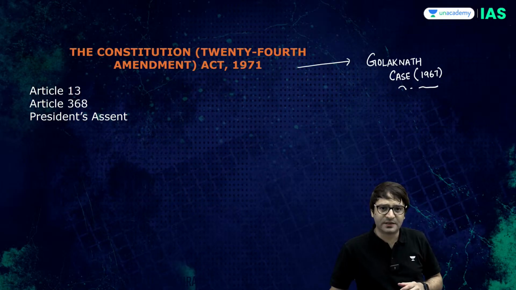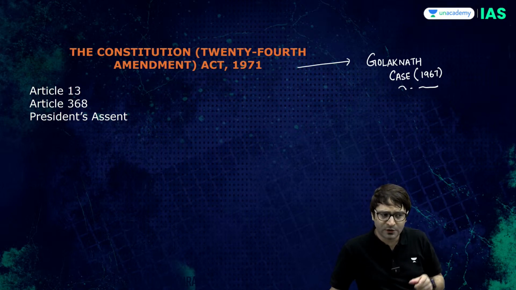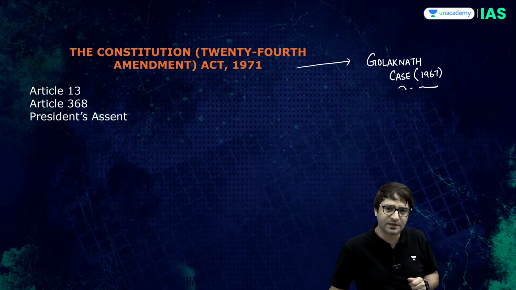The Government Attorney General said, sir, what about Article 368? It gives power to the Parliament to amend the Constitution. The Supreme Court said, no, it only talks about procedure for amendment. Look at the title of Article 368, procedure for amendment. It does not give you the power to amend the Constitution.